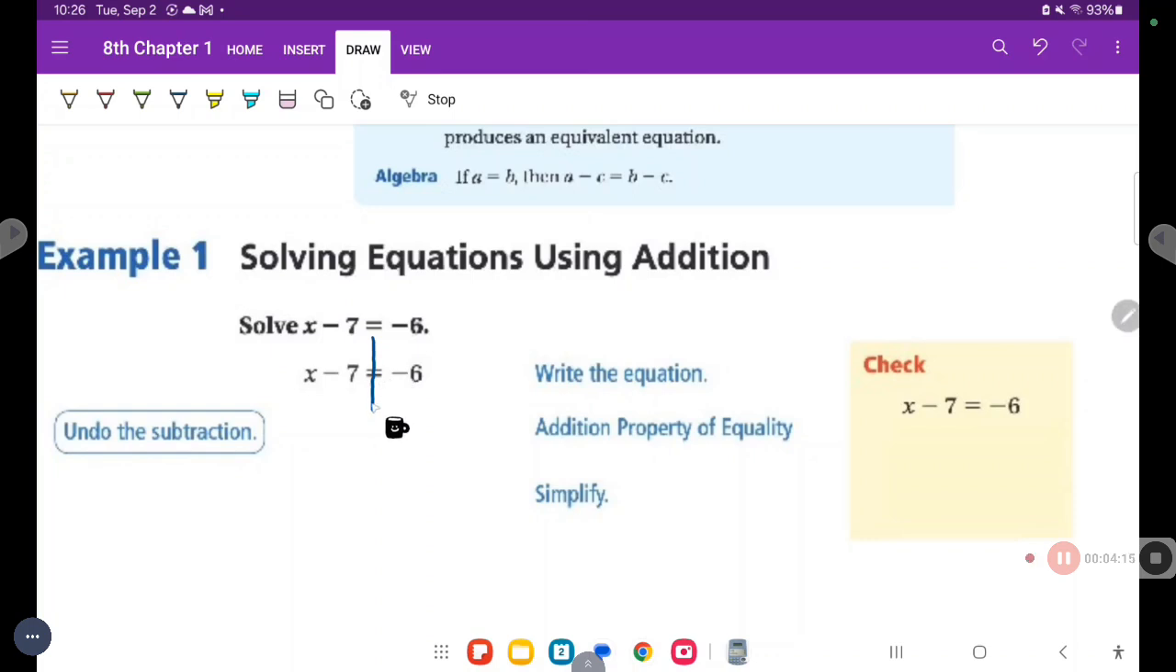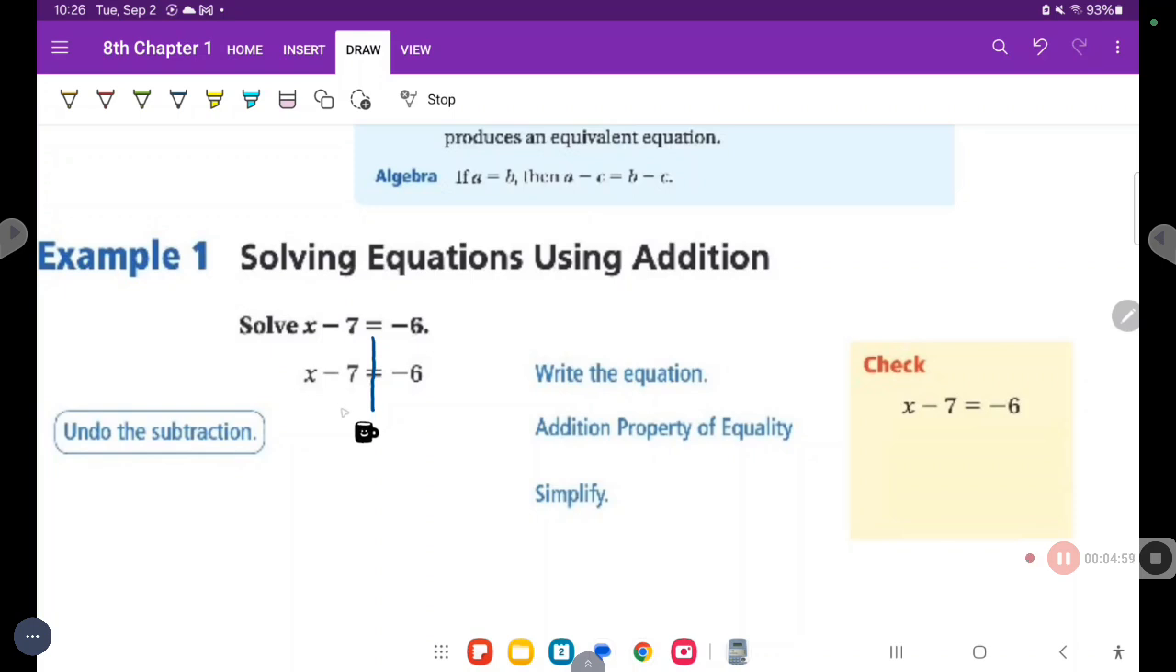Now, the x wants to be all alone. So is the x all alone at the moment? No, it's not. Look at the board. Don't just color on your paper. Look at the board. So on the left side of the equal sign, is the x all by itself? No, it has this -7 next to it. Okay. So our goal is to get the x all by itself, in this case on the left side. Doesn't always have to be the left side. Most of the time it's going to be, but the goal is to get the x all by itself.